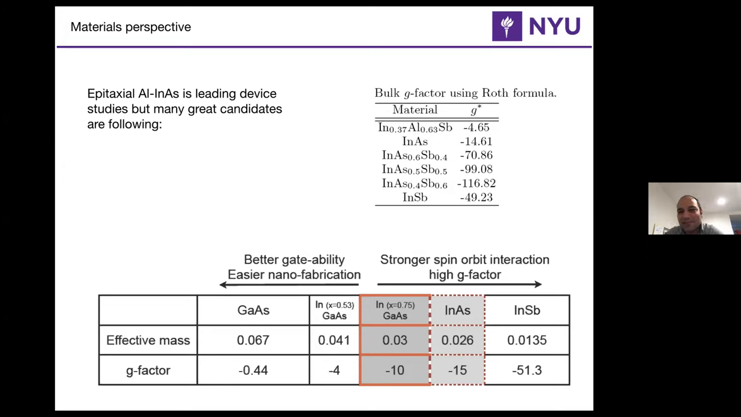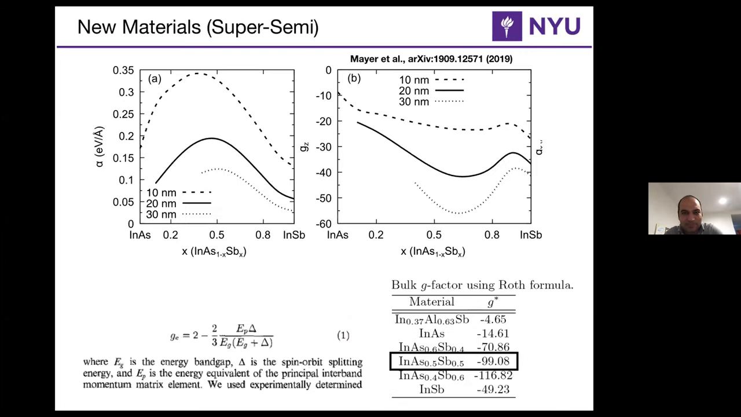It turns out indium arsenide 0.4, antimonide 0.6, if you look at the table on top, has about 120 G factor, which sounds very exciting, right? Then indium arsenide is 15, close to 150. But we did some calculations, and it turns out the grass is not very green. If you look at the spin orbit, indeed, it is the highest around the composition that you wanted.